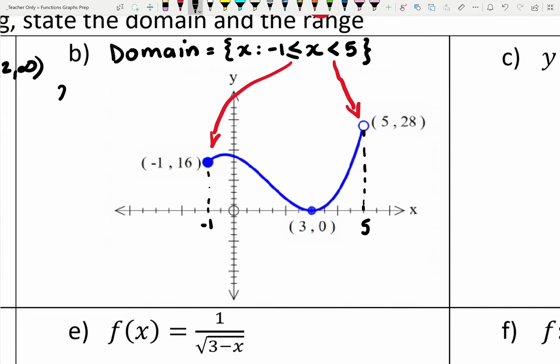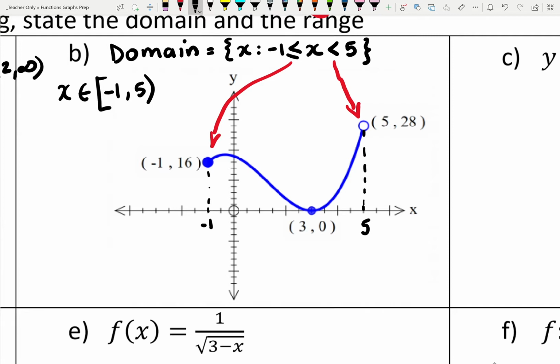Or you could say x is an element of, now -1 is included, so it gets the square bracket, whereas 5 is not included, so it gets the curved bracket. You don't need to do both forms of notation, I'm just showing you how they work.